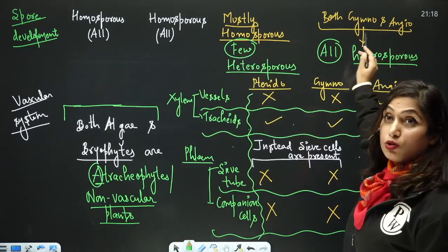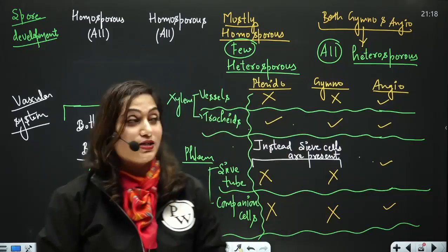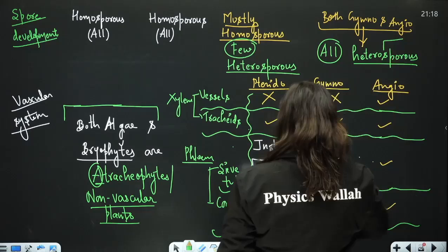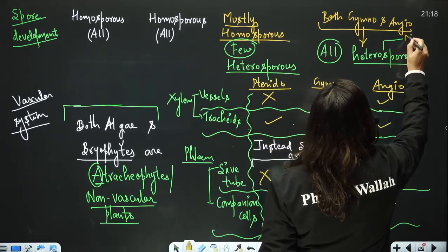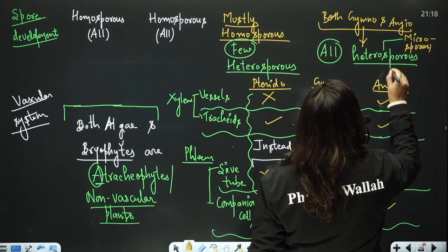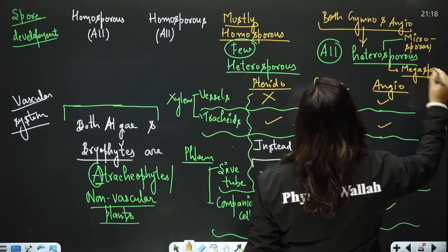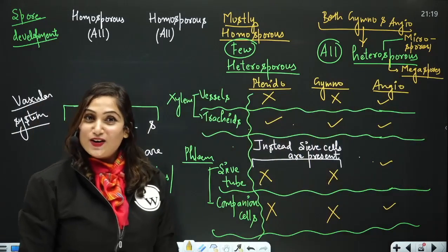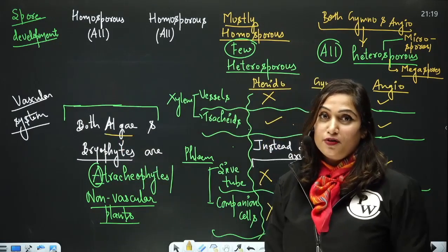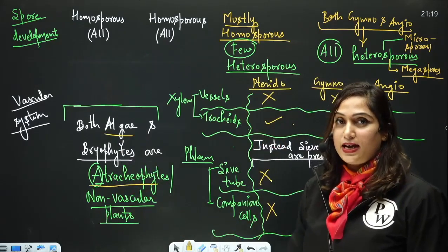And in both gymnosperms and angiosperms, all gymnosperms, all angiosperms are heterosporous. That means they will form two types of spores, that is microspores and megaspores, right? Okay, now I have just told you both algae and bryophytes do not have vascular system, so they are atracheophytes or non-vascular plants.